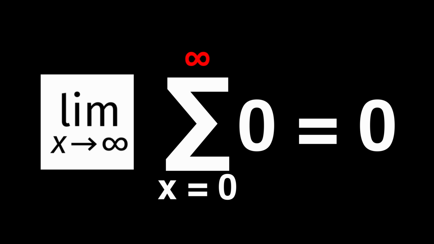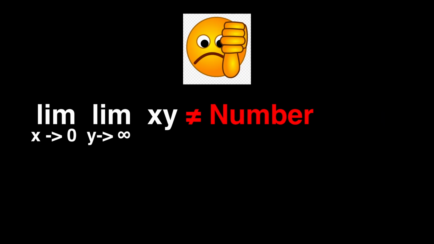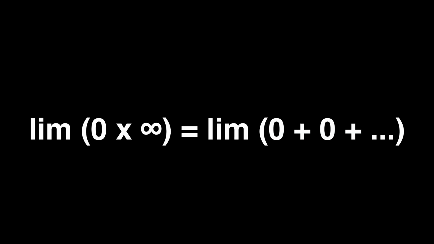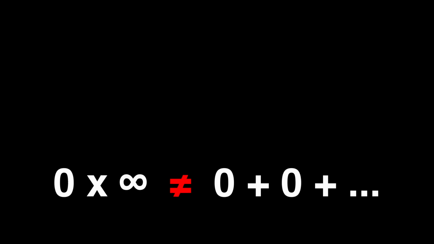But now let's try for 0 times infinity. The limit as x approaches 0 and y approaches infinity of xy does not converge. Since the limit doesn't converge, you cannot collapse the infinity to a finite number. That means that taking the limit of both sides of the equation is invalid. So finally, the equation is false.